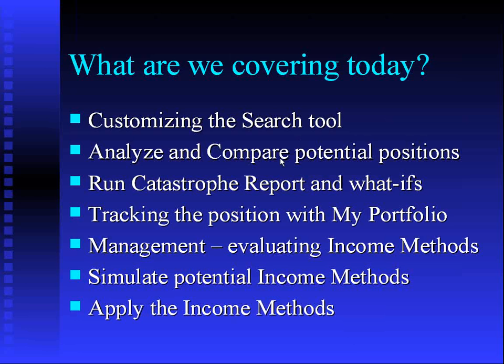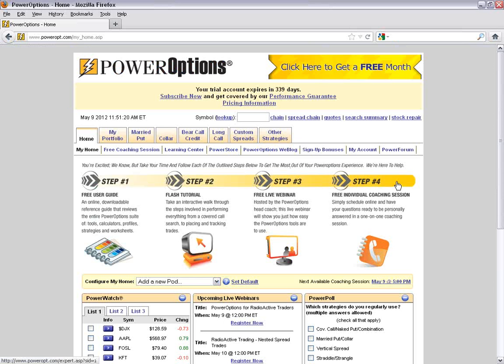All right, now let's navigate over to the PowerOptions suite of tools. Now when I'm looking to identify a new position, I want to get into a new RPM, a radioactive profit machine. Where we'll start off is I'll go into the married put tab.